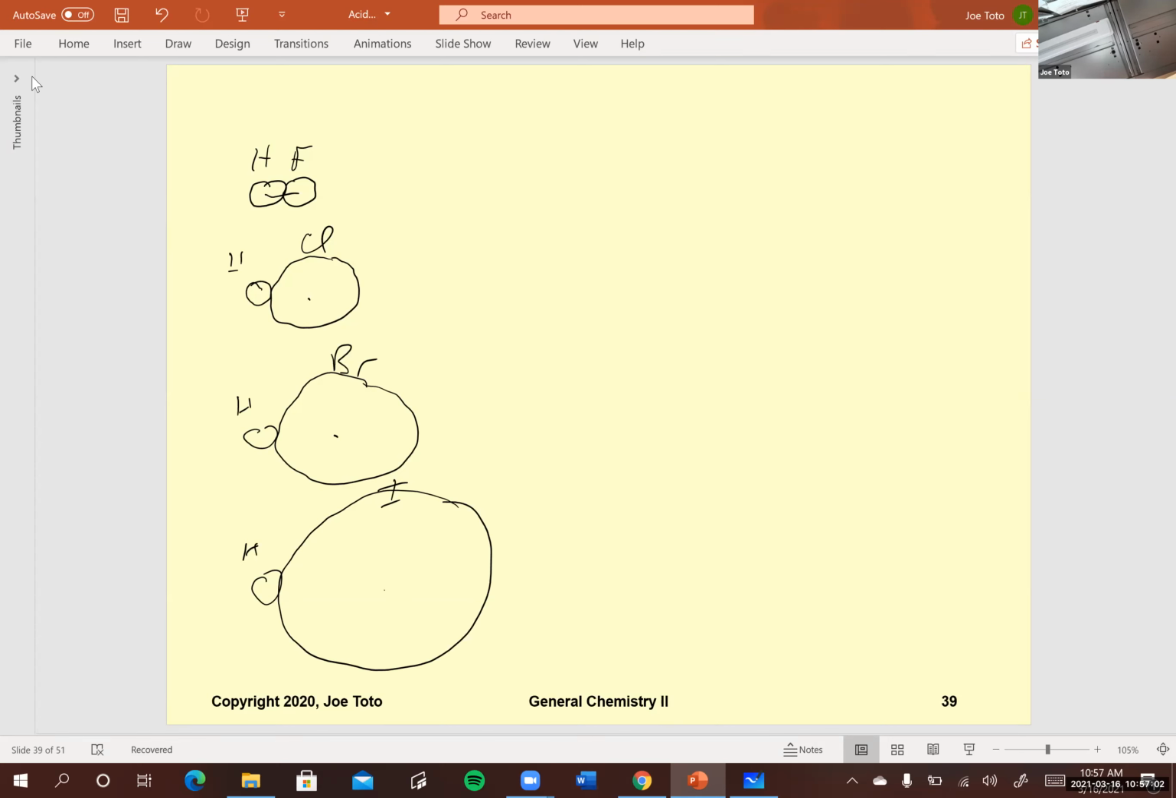So can you tell me something about the bond lengths here? What's happening as I go down? They're getting further apart. Yeah, bond length increases. So what happens to bond strength? It decreases. Exactly. And what did we say about bond strength as far as acidity?